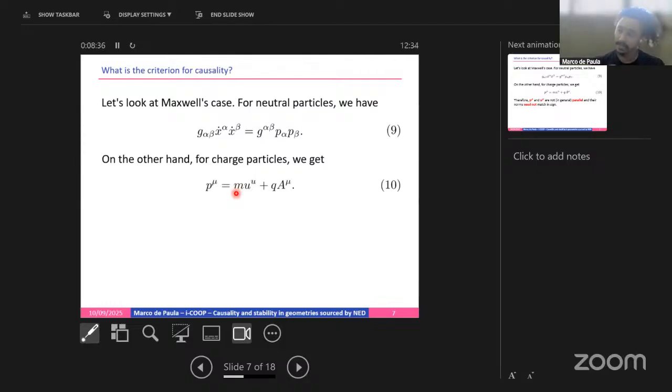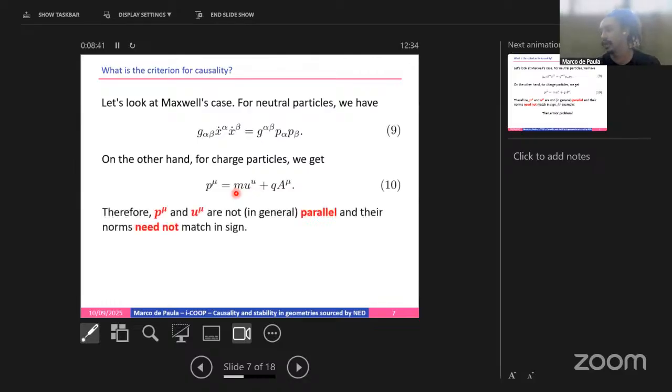And in this case, this is telling us that P mu, the full momentum, and the full velocity need not be parallel, and they almost need not match in sign. So you can have, for instance, a situation where you have a time-like norm for the full velocity, but a space-like norm for the full momentum when we consider charged particles in linear electrodynamics. But when we work with neutral particles like photons or massive particles, the norm of the full velocity is parallel to the norm of the full momentum.